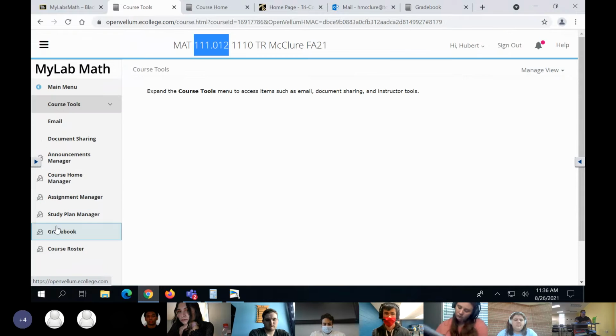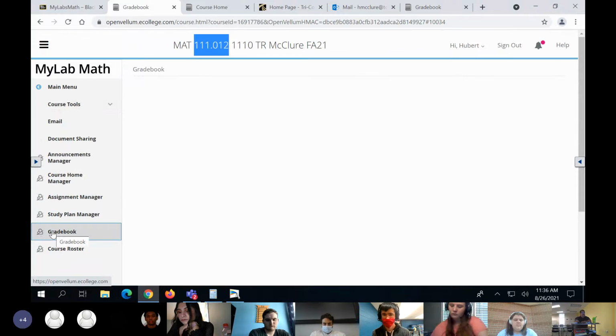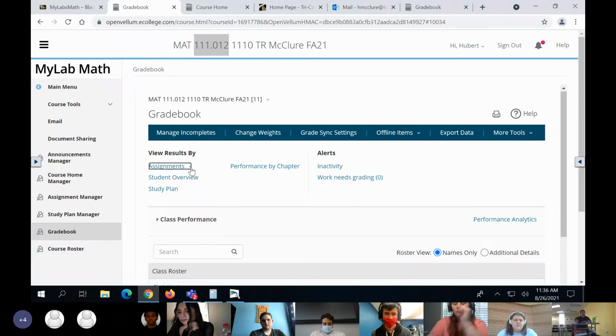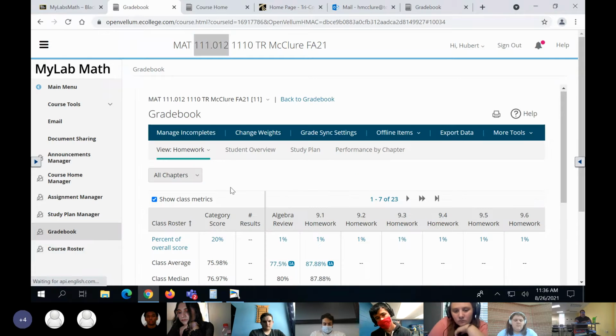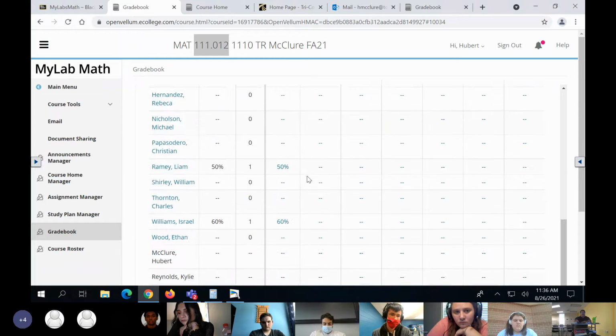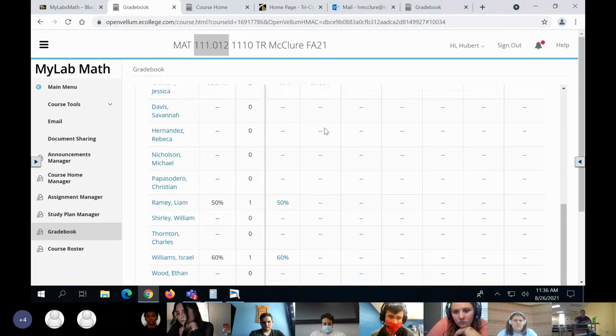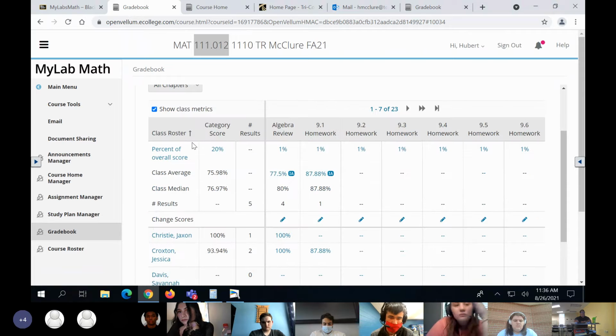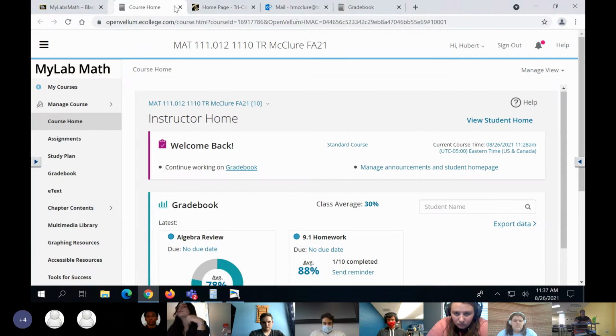Now, I could easily go to the course tools, grade book, and I could go and pull up homework, and I could look at y'all and the review. And right now, only four people have started the review. 4 people have started the review. Is that a good thing? No. Hell to the no. 12 people should be starting on the review.